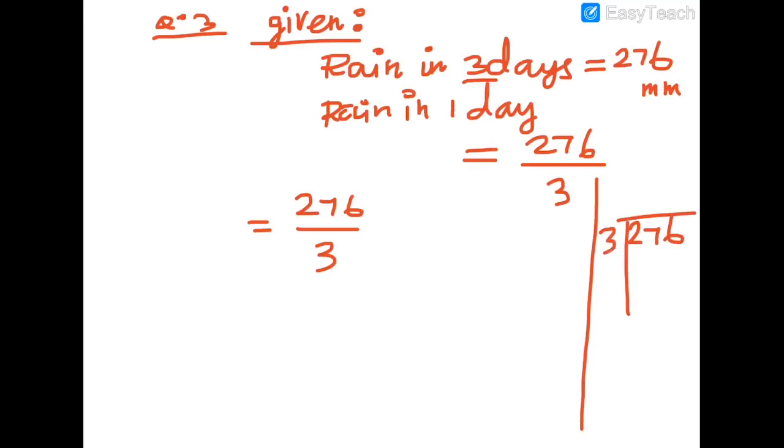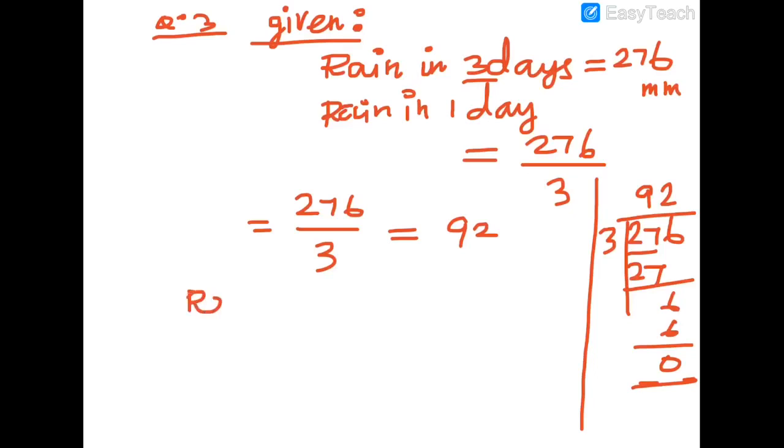So divided by 3 means, 2 will not divide by 3. So 27. So 9 3s are 27. And 27 minus 27, 0. So 6 will come down. So 2 3s are 6. So 6 minus 6, 0. So that means 92. So 276 divided by 3 we found is 92. So the rain in 1 day is 92 millimeter.